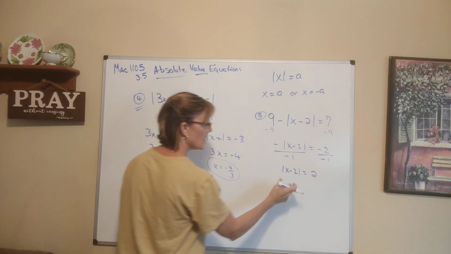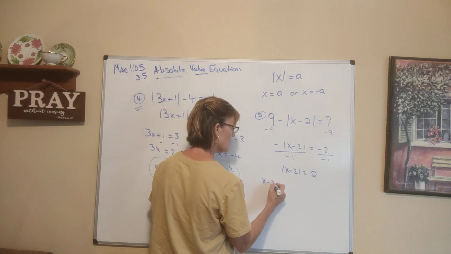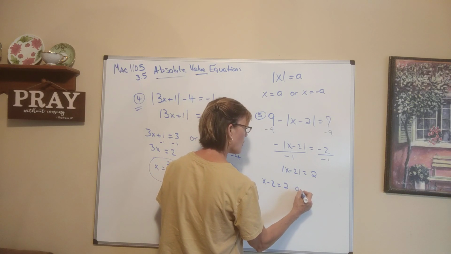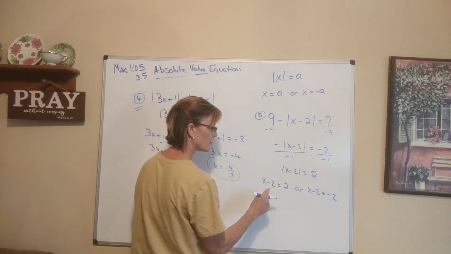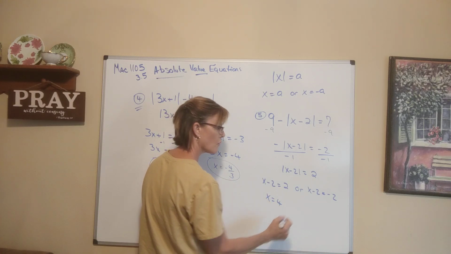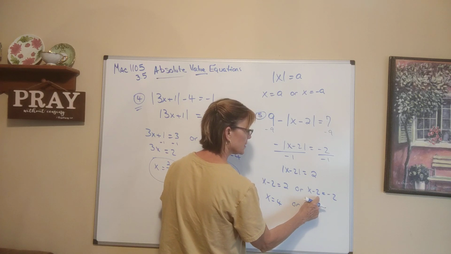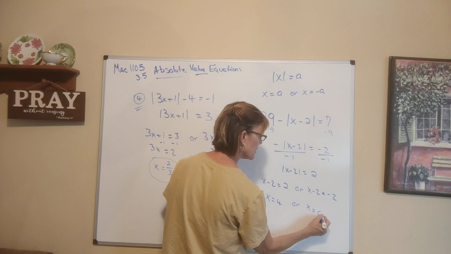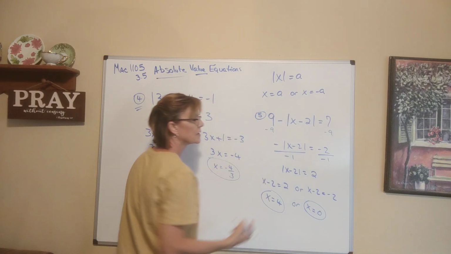So let's do that. Remove the absolute value marks, and we get x minus 2 is 2, or x minus 2 is negative 2. And we solve for x. We're going to simply add 2 to both sides. We get x is 4. Add 2 to both sides. Plus 2 will give us x is 0. And these are the 2 solutions that we get for this equation.